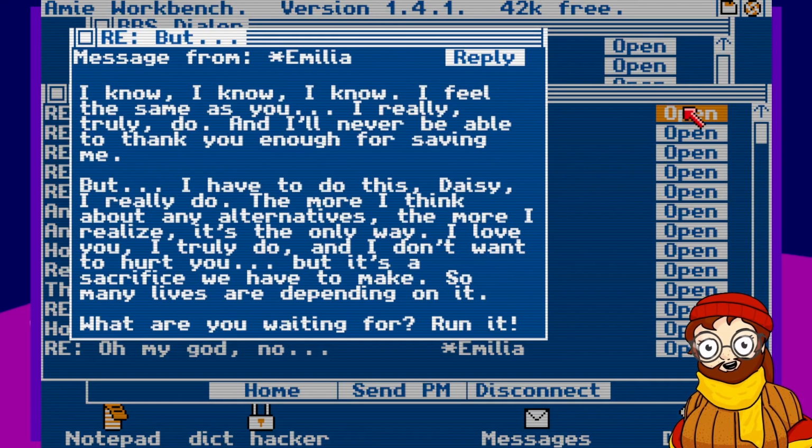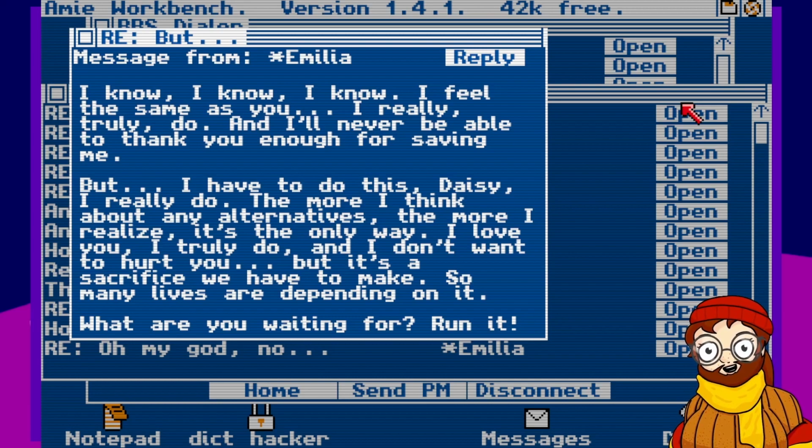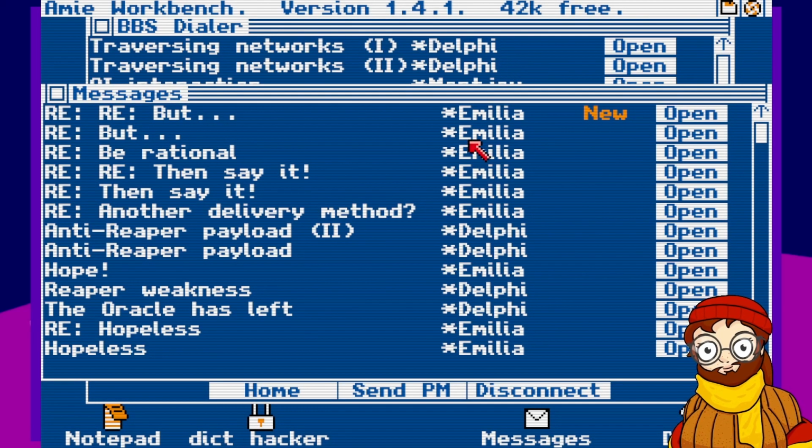But I know. I feel the same as you. I really, truly do. And I'll never be able to thank you enough for saving me, but I have to do this, Daisy. I really do. The more I think about any alternatives, the more I realize it's the only way. I love you. I truly do. And I don't want to hurt you, but it's a sacrifice we have to make. So many lives are depending on it. What are you waiting for? Run it. So at this point, I think you can just run it without replying, but, well, let's finish the conversation, I guess.